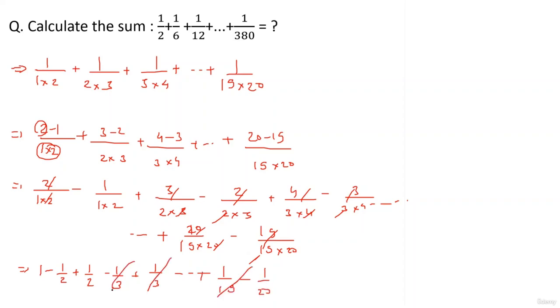So all the intermediate terms will simply get cancelled out, right? So guys, दो terms बचेंगे, first term and last term. 1 minus 1 by 20 will give you 19 by 20 as the required answer. Okay, so guys, this is one way out.